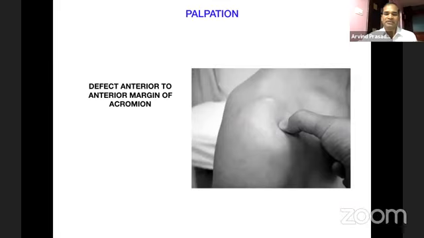Next is the palpation. Palpation of all the bony landmarks, starting from the lateral edge of the acromion, posterior part, clavicle, acromioclavicular joint, long head of the biceps. Codman had described that direct palpation anterior to the anterior margin of the acromion will show tenderness. That is called Codman sign. This is indicative of rotator cuff tear, particularly the supraspinatus.